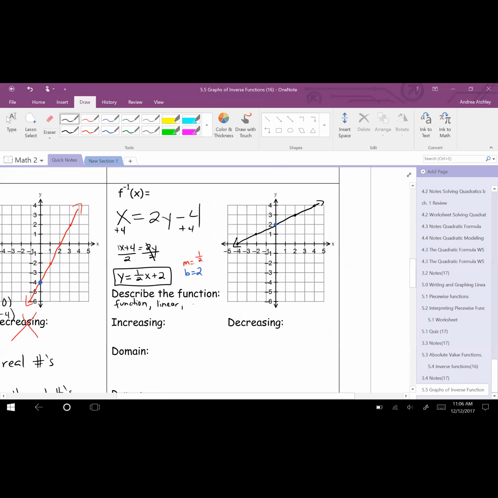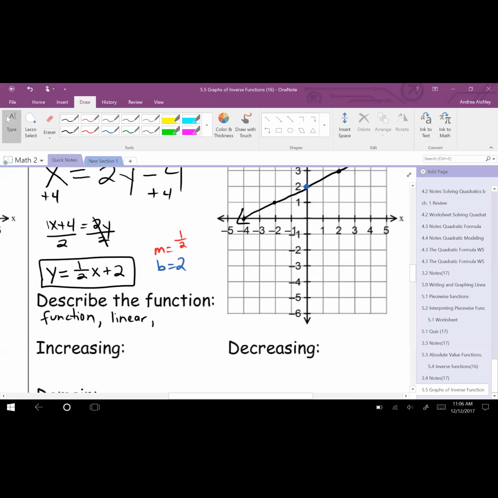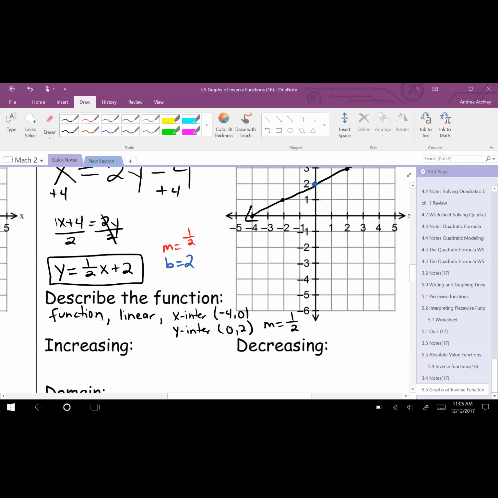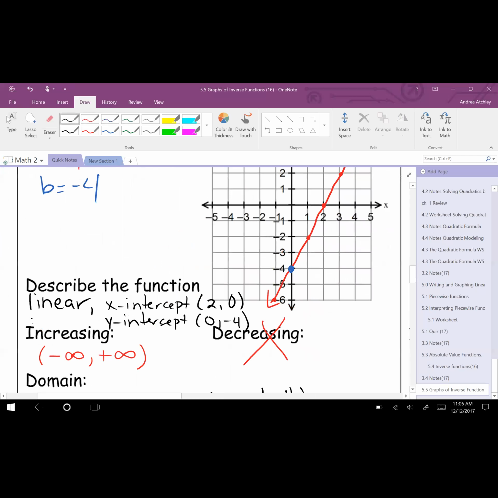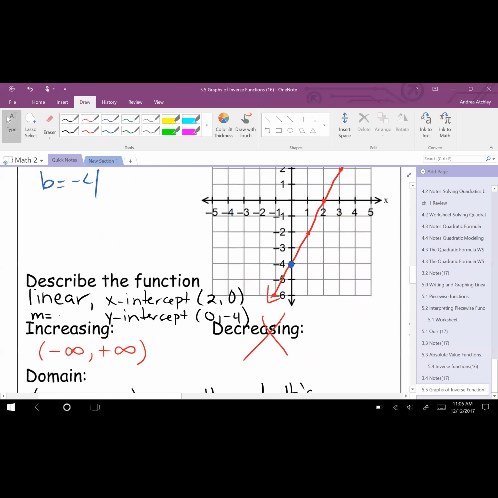My x-intercept is at -4, 0. And what about my y-intercept? 0, 2. My slope here is 1/2. Let's go back over here to my original. My slope here was 2.